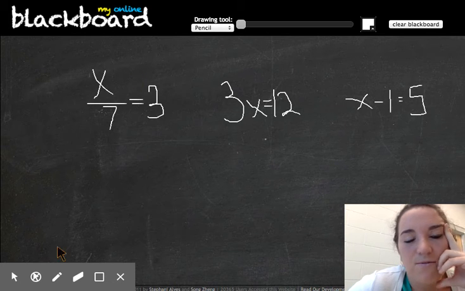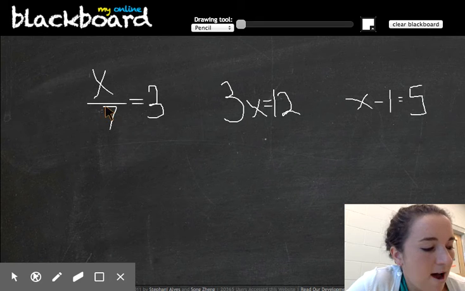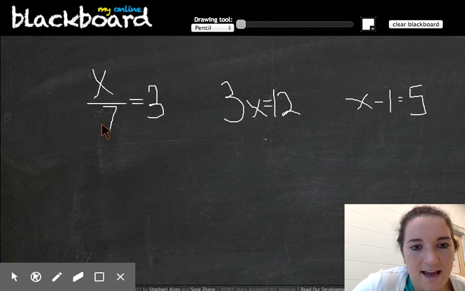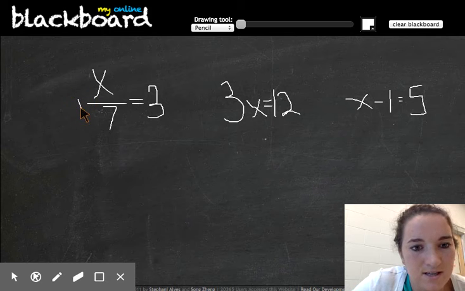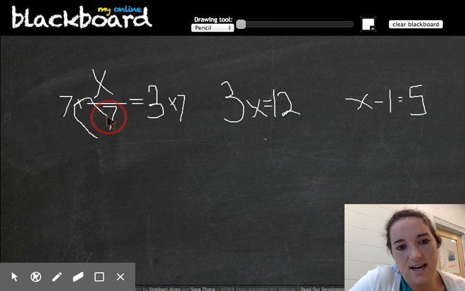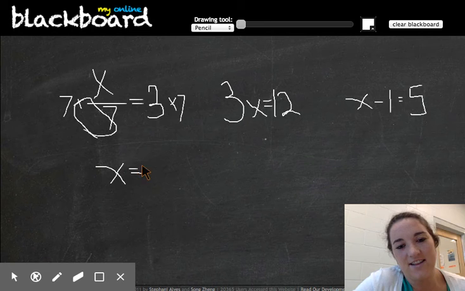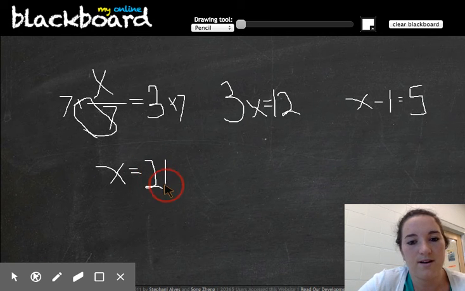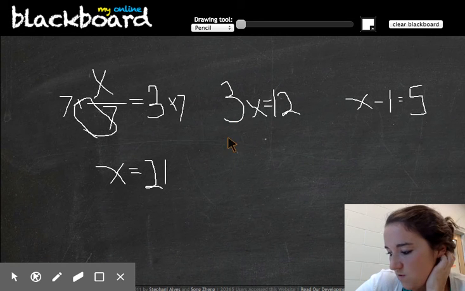All right, let's do 3 more problems. So for the first problem, we have x over 7. What operation does that fraction bar mean? Yeah, fraction is the same as division. So we have x over 7. How can we undo that division? Multiply by 7. If we multiply on one side, we have to multiply on the other. This undoes each other, so we're just left with x. And on the other side of the equation, we're left with 21. So x equals 21.